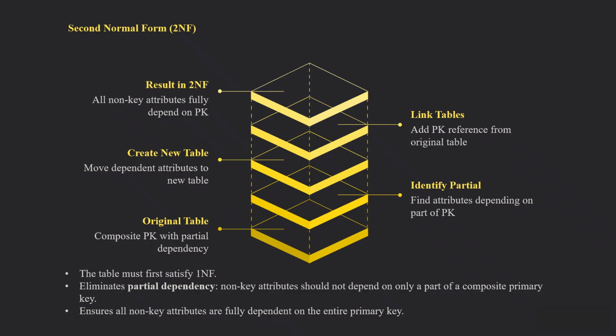The table must satisfy first normal form and eliminate partial dependency, that is, non-key attributes should not depend on only a part of the composite primary key. So ensure all the non-key attributes are fully dependent on the entire primary key.